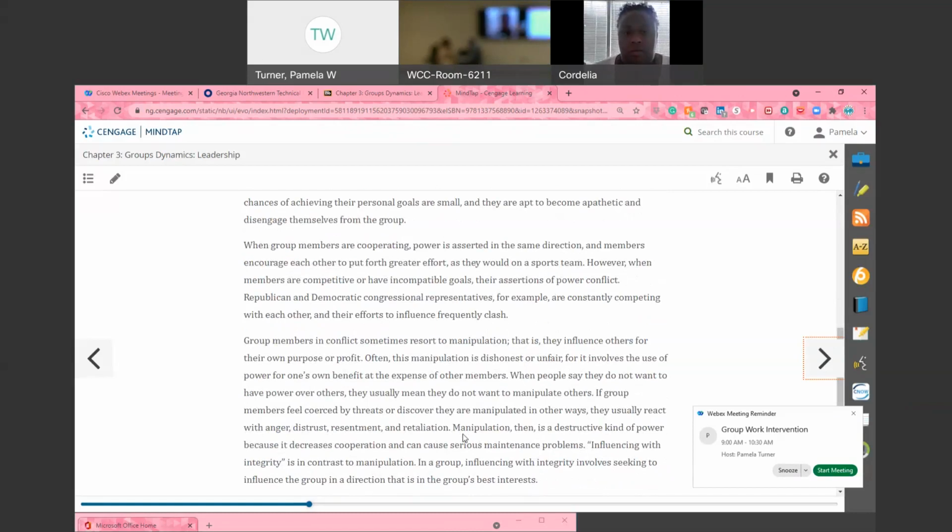Group members in conflict sometimes resort to manipulation. That is, they influence others for their own purpose or profit. If group members feel coerced by threats or discover they're manipulated in other ways, they usually act with anger, distrust, resentment, and retaliation. And again, I just see this playing out behind the jury, right? She wants to go home and see her kids, and she wants to get this over with, and she's kind of talking to the only other lady in the room, trying to influence her.